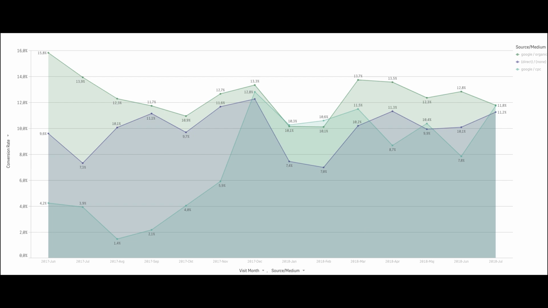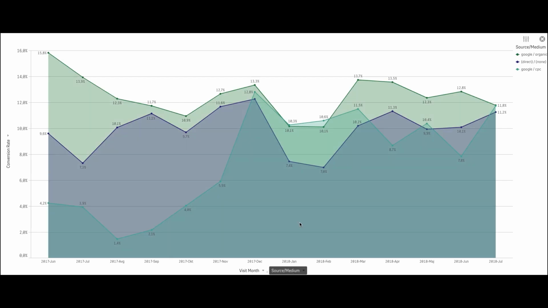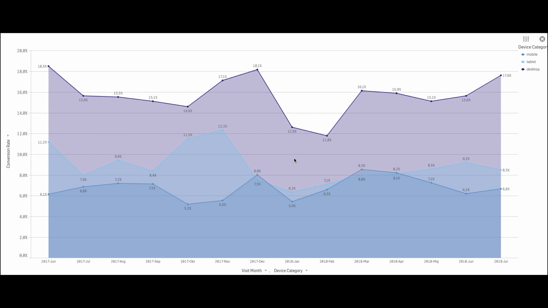Because of that, we're going to look at the data from a different angle, and see if it's something connected to the device. Did we have some issues on mobile, or is the conversion drop device related? What we can see again is that the desktop conversion drop is as big or even bigger than for the other segments, for example the mobile segment. So again, this conversion drop is not device category caused.